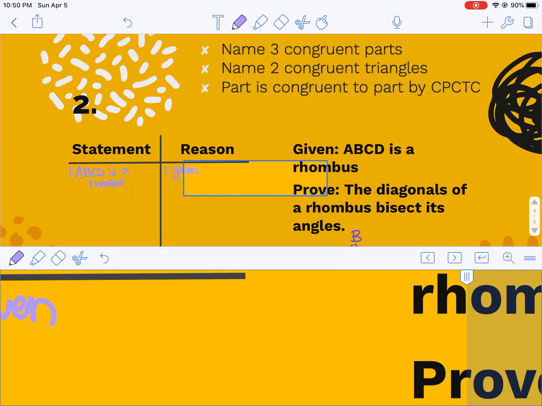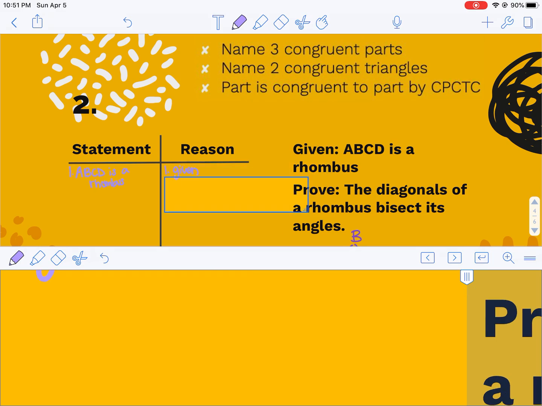Even if you're not sure how you're going to use it, write out everything you're given, because you're never going to lose points for giving me more than you needed to. So even if you're given it and you didn't need it, write it out anyways. Why not?